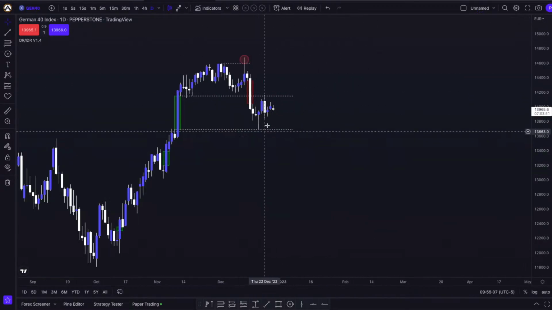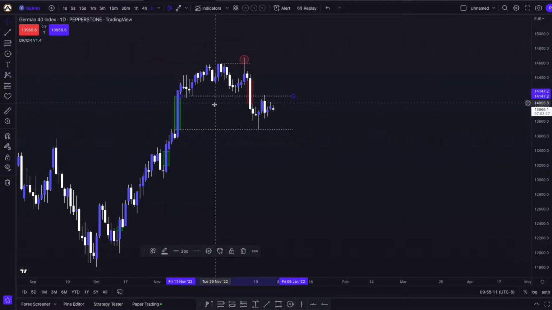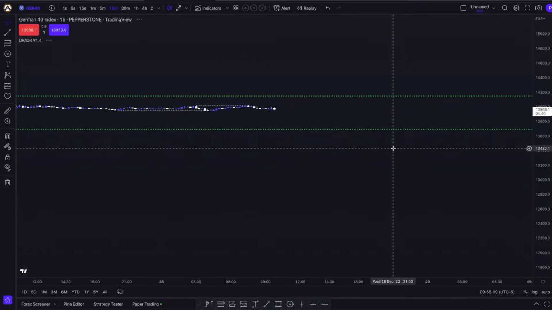Let's go back to our DAX. So as of right now, we're inside this daily fair value gap. Let's quickly color both of those lines in green. All right, now we can break it down to a 15-minute time frame. This should be enough.